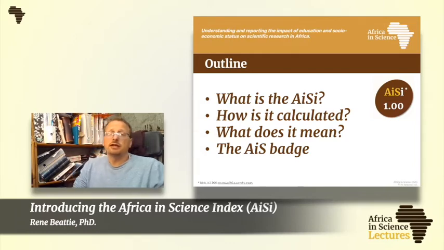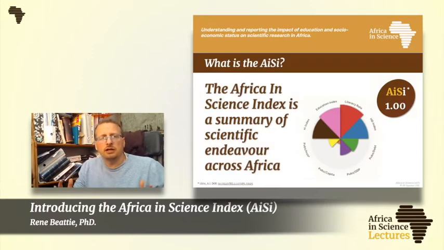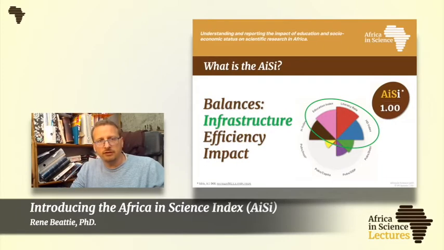So first of all, the African Science Index is an attempt to summarize the scientific endeavor across the entire continent of Africa to help see which countries are doing really well and which ones have room for improvement. Now, the African Science Index captures a number of different factors and it balances the contribution of a number of different types of information.